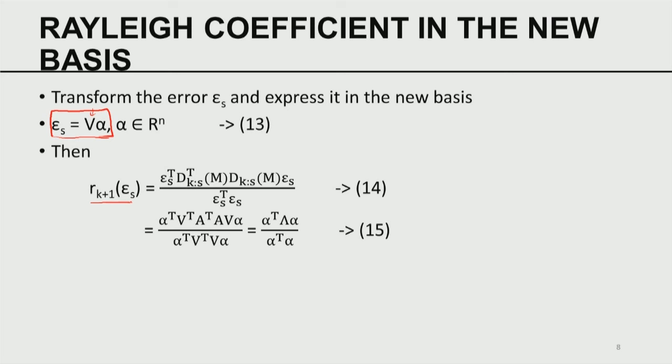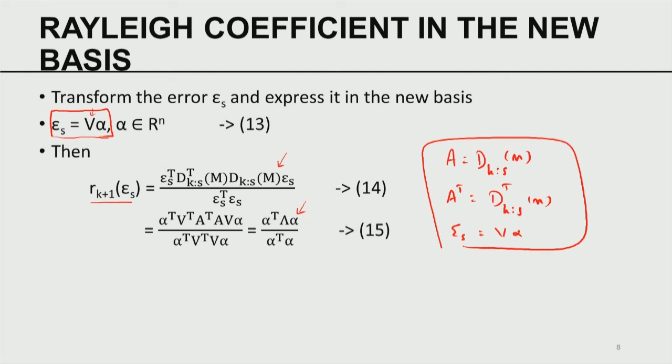s. This is the definition of the Rayleigh coefficient in the standard basis, which is 14. In the transformed domain, my Rayleigh coefficient takes this form. So what is it that I am going to do? Please remember my A is equal to D colon S of M. So A transpose is equal to D KS S transpose of M. Also remember my epsilon S is equal to V transpose alpha. So if you substitute all this, 14 becomes 15.